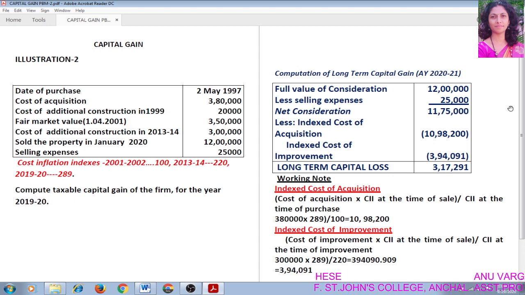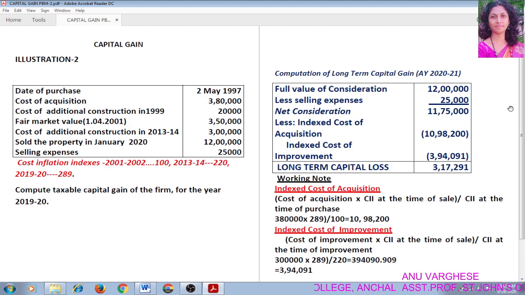Fair market value as on 1/4/2001 Rs 3,50,000. Cost of additional construction in 2013-14 Rs 3 lakh. Sold the property in January 2020 for Rs 12 lakh. Selling expenses Rs 25,000. Cost inflation indexes are also given. Compute taxable capital gain of the firm for the year 2019-20.